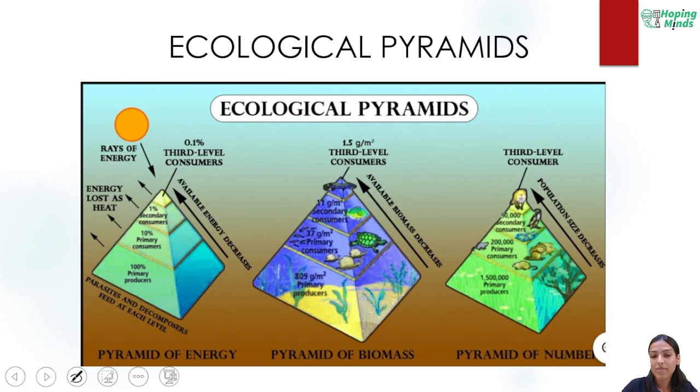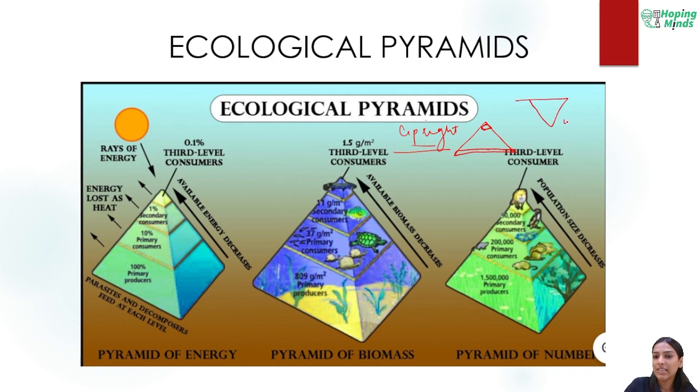Let's begin. Ecological pyramids. As we can see in an ecological pyramid of energy, of biomass, and of number over here, the shape is all upright. So what does an upright shape mean? It means that it's larger at its base. The base is more broad and the top is narrow. This is upright. An inverted pyramid is this. Inverted. Here the base is small and the top is heavier.